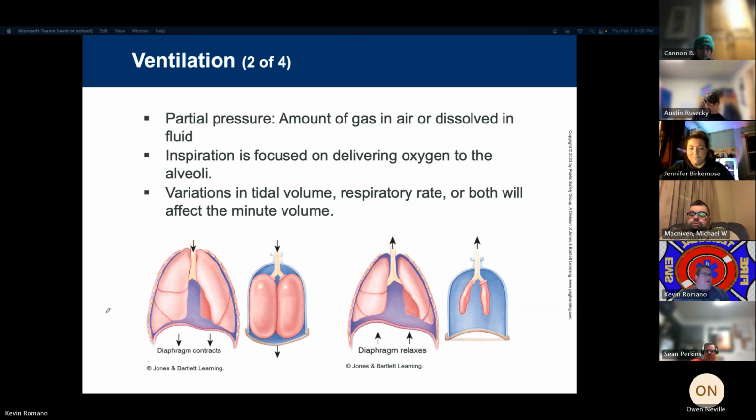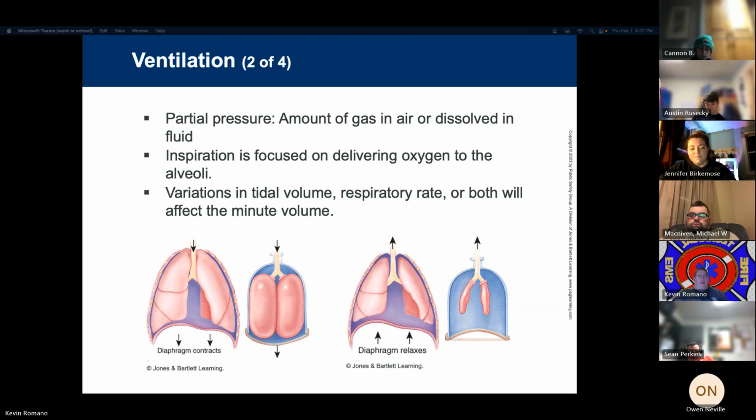All right. So next part about ventilation. The partial pressure is the amount of gas in air or dissolved in a fluid such as blood. It's measured in millimeters of mercury. So the body attempts to equalize the partial pressure, which results in oxygen diffusion across the membrane into the blood.